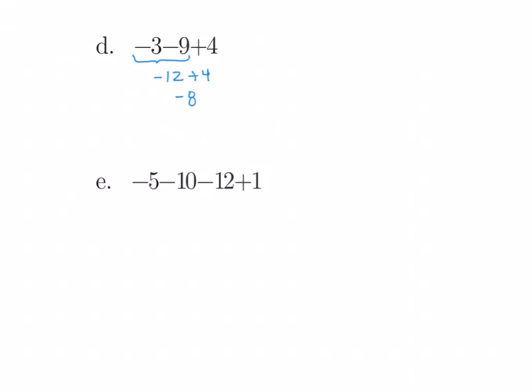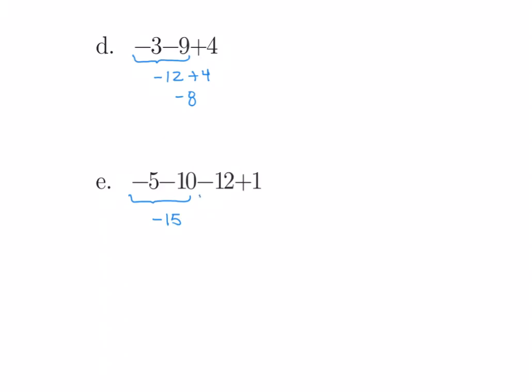All right, let's look at example E. So let's see here. There are lots of ways you can do this problem, but let's go ahead and do this. Let's do negative 5 and negative 10. These have same signs, so we are going to add and keep the sign.